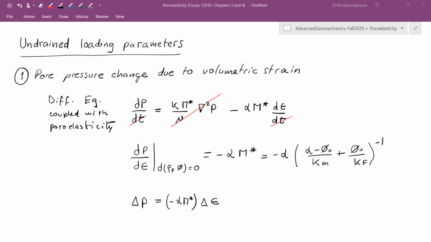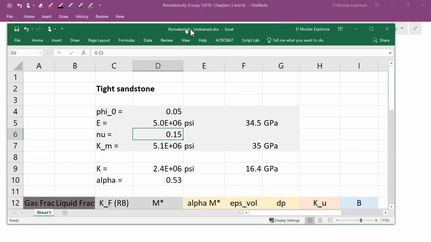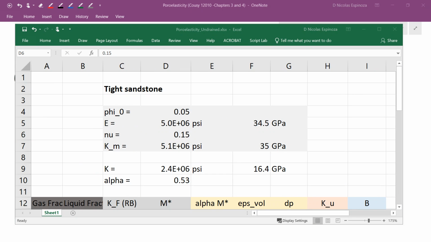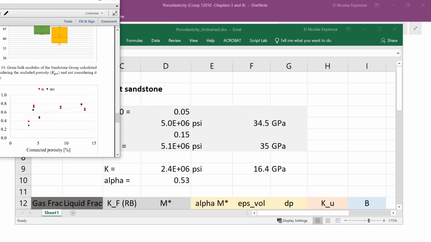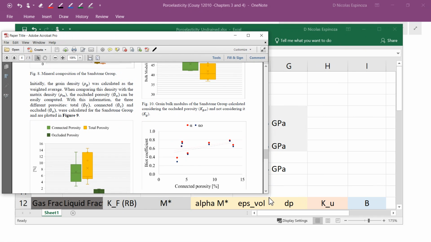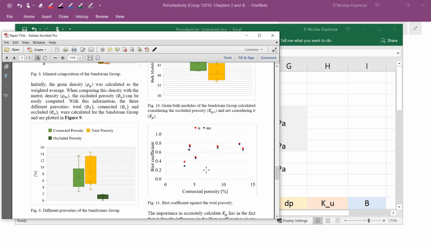So let me bring into the screen this spreadsheet in which I have taken representative parameters for a tight sandstone that we wrote a paper about recently. And let me bring all this into the picture too. I'll share the links for the paper in the description of the video.